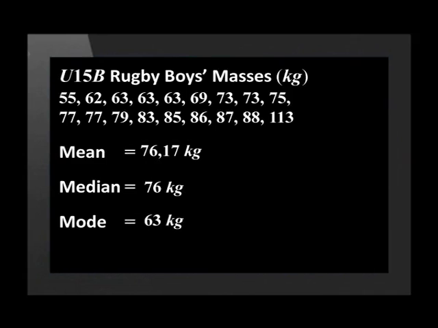And lastly, the range is the highest number minus the lowest number. Therefore, it is 113 minus 55. This equals 58 kilograms. There are both advantages and disadvantages for using each measure of central tendency.